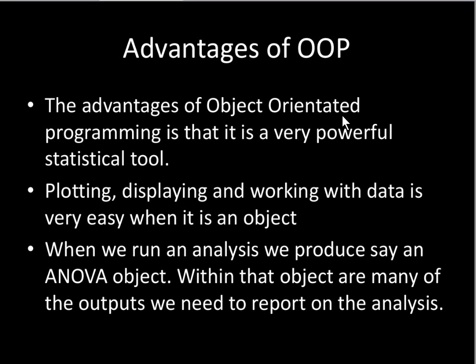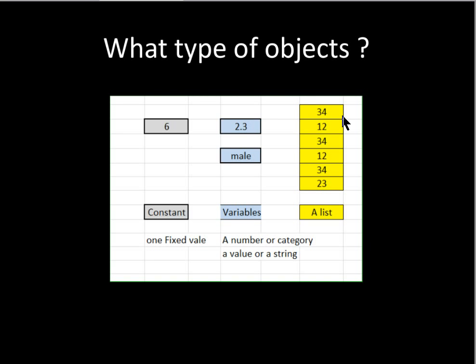When we run an analysis, we produce an ANOVA object. And with that object, we can use lots of outputs that we need to report on the analysis. So let's just help you to understand what they are. This is just a visual where on the left here we've got one value. It's a constant. It might be the slope, or it might be something that we just are using as a constant in the formula, or so on.